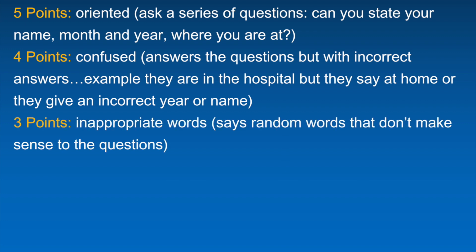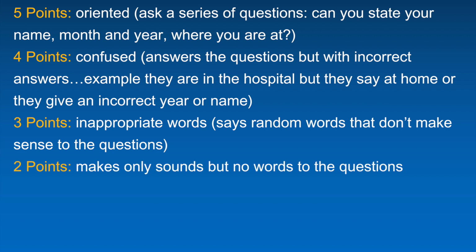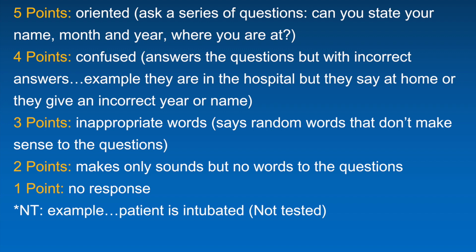3 points: the patient will give inappropriate words, saying random words that don't make sense to the questions. 2 points: the patient may make only sounds but no words in response to the questions. 1 point means no response. NT, for example, the patient is intubated. That means not tested.